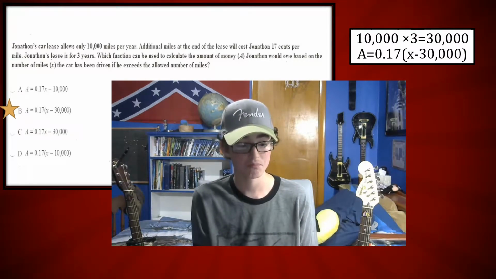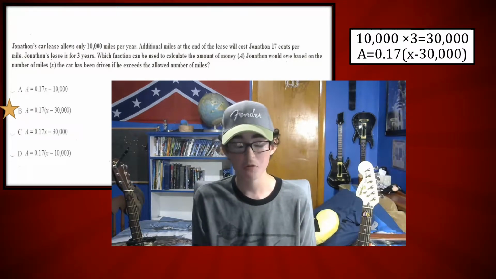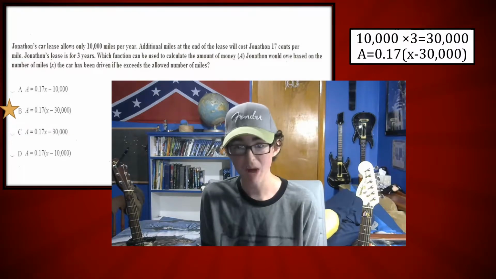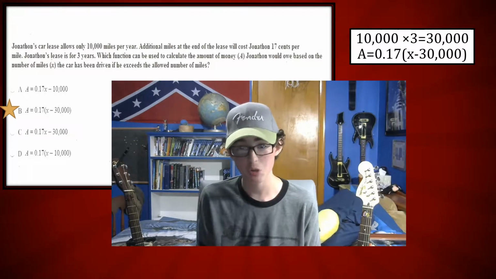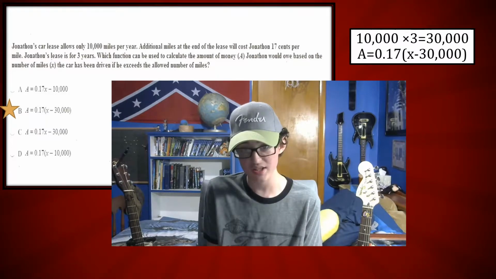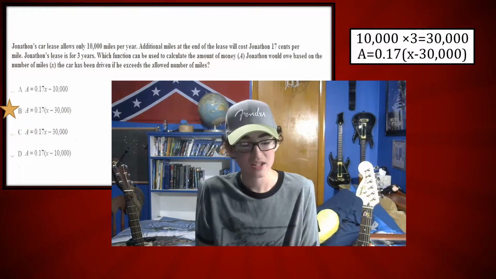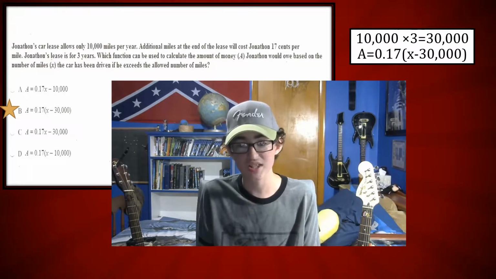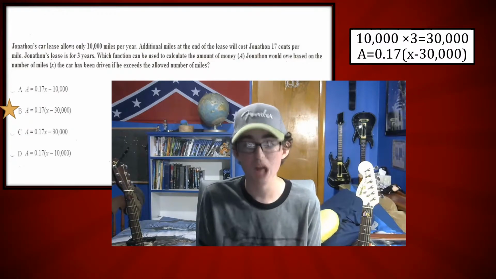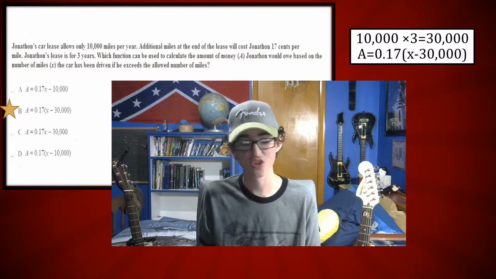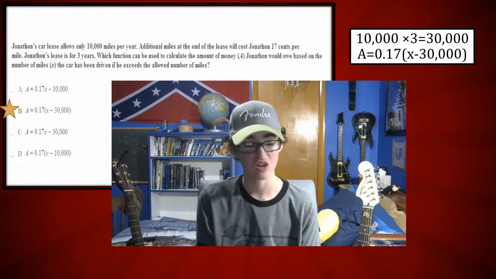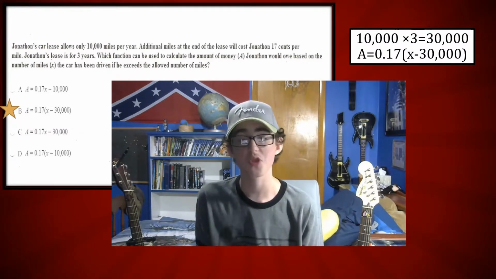C, A equals 0.17x minus 30,000. That could be the answer again. It has 30,000 in it, not 10,000. D, A equals 0.17 times x minus 10. That is not an answer. No, it has 10,000 in it, not 30,000, okay?